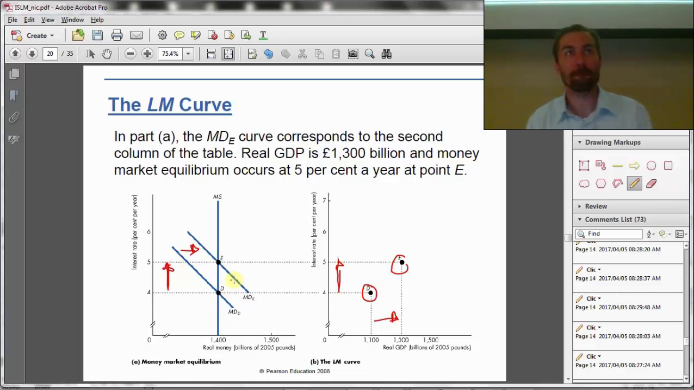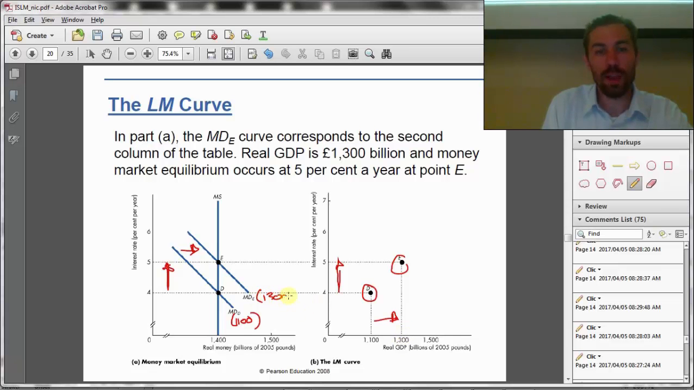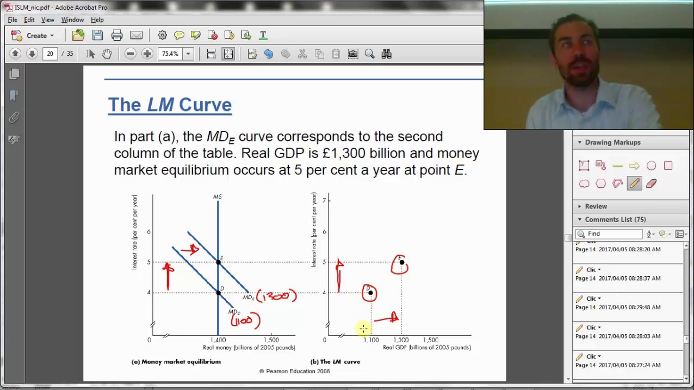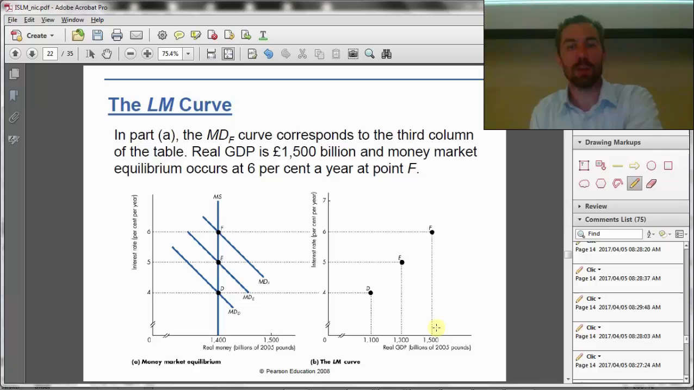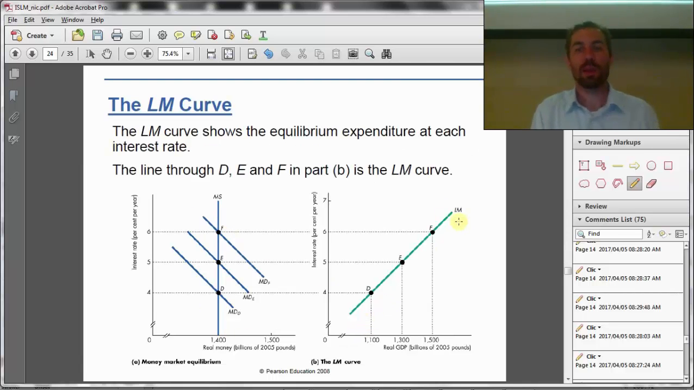Okay. So we move from point D to point E. Then, again, so this was money demand level 1,100. If our output increases to 1,300, it shifts our money demand curve. And so we end up with this upward sloping relationship in our money market. So once again, we increase output, we shift the money demand curve. That raises interest rates in the money market, which means that our relationship between interest rates and output in the money market is upward sloping. And we call that the LM curve.